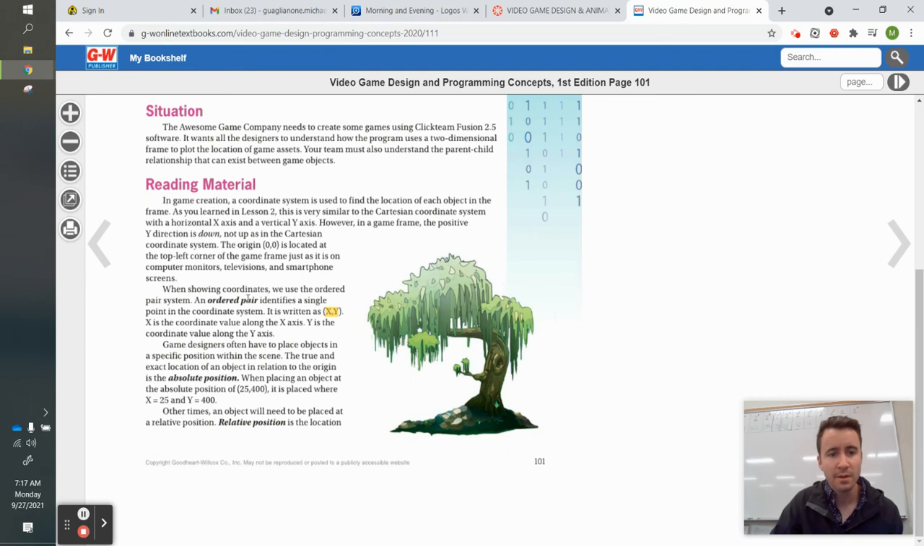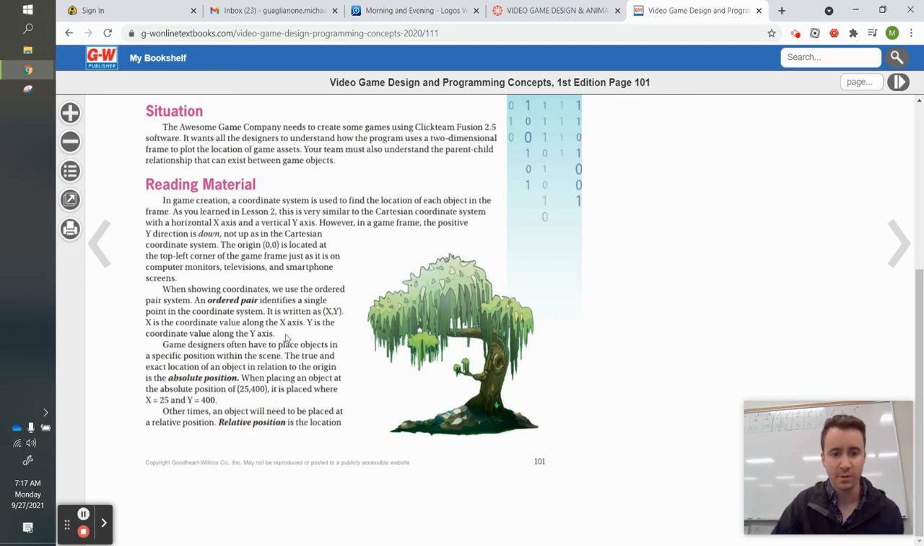And if you're not familiar with how to plot x and y points on a graph, that's something that you might want to review before we do this particular one. But it'll come up more as we move into the course. But that's kind of important. Next is something called an absolute position versus a relative position.